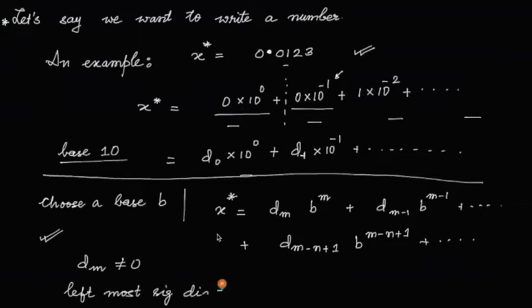Okay. So let's say that I have n significant digits in this. So what is the rightmost significant digit, if I have n significant digits in this?